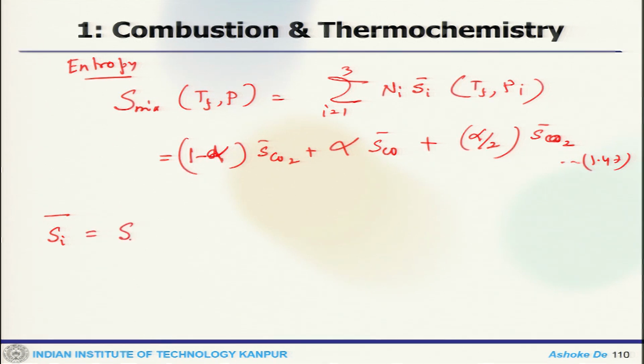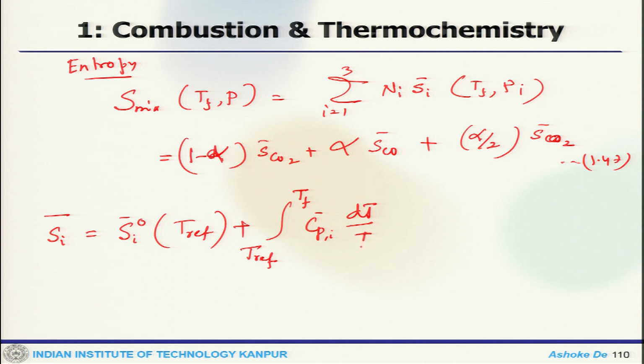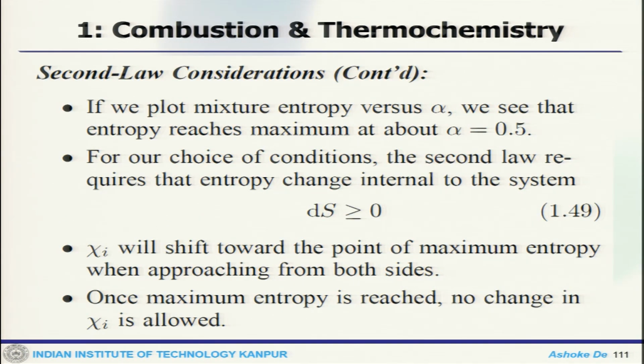So, the mixture entropy would be the entropy at reference, plus the integral from T reference to Tf of dT by T, minus Ru ln Pi by P naught. So, you can find out that thing. Now, if we plot the mixture entropy versus alpha, we see that entropy reaches a maximum at alpha equal to 0.5. Around that point it will be maximum.